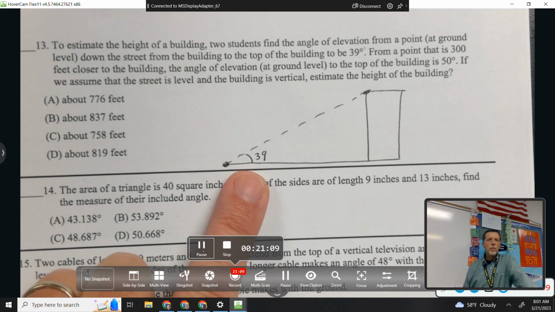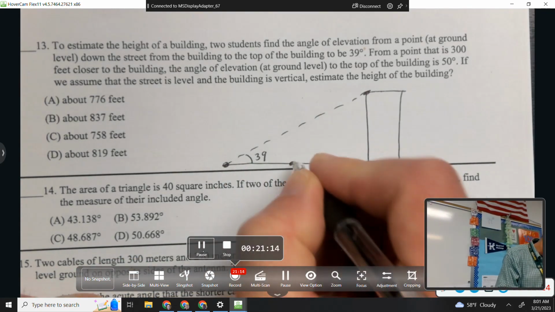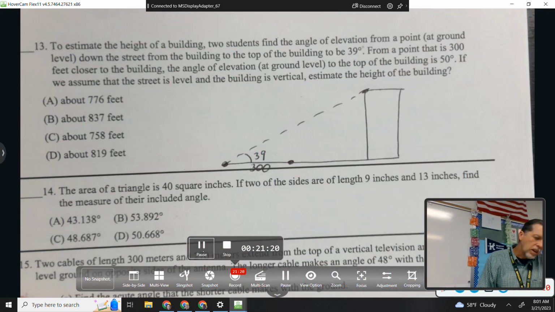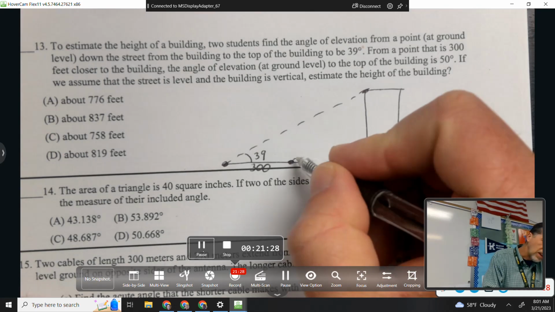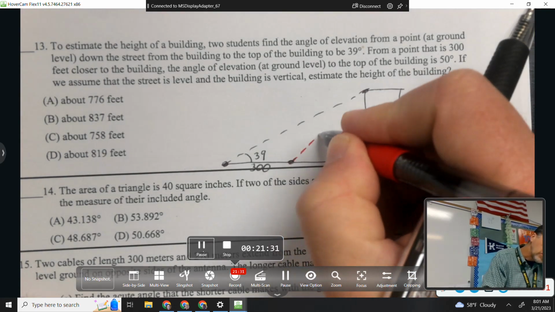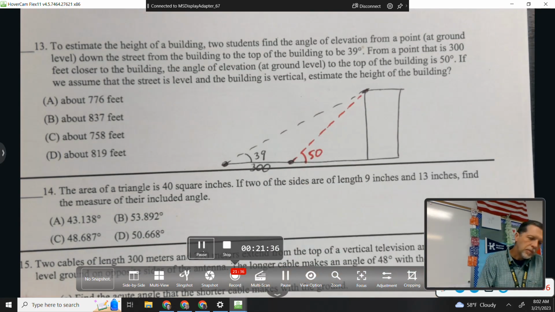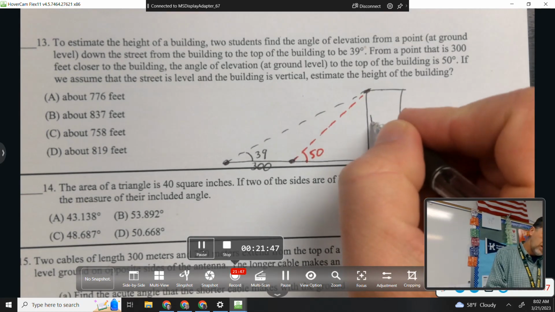From a point that is 300 feet closer to the building, the angle of elevation at ground level, so they're not climbed uphill or anything, to the top of the building is 50. So now they moved closer, and that angle is 50. If we assume the street is level and the building is vertical, right, so everything's right angles here, nothing's slanted, estimate the height of the building.